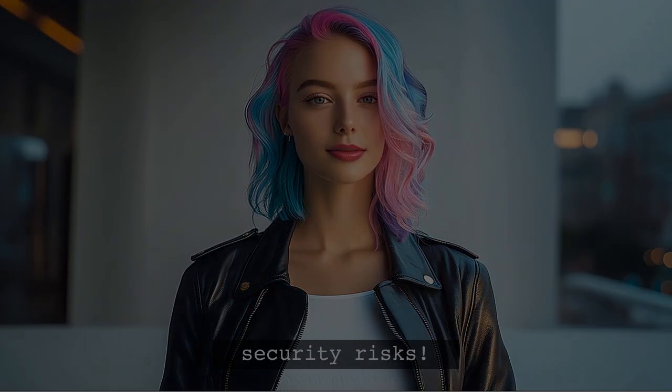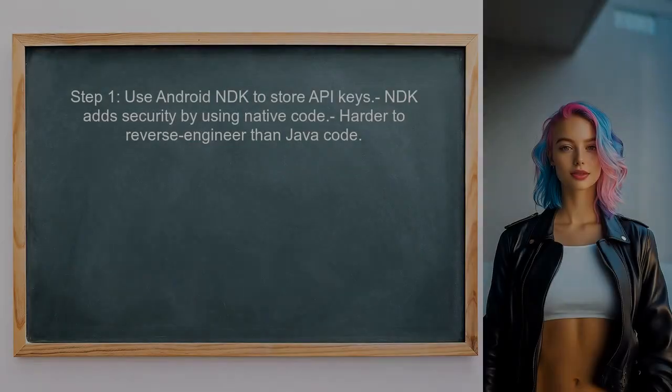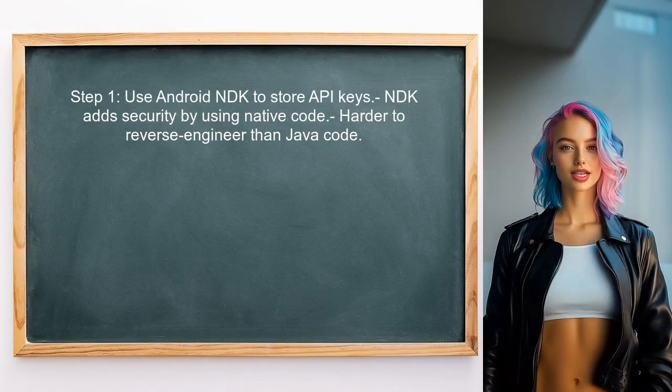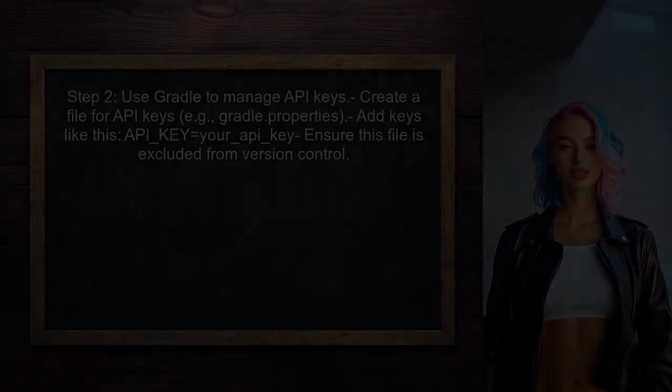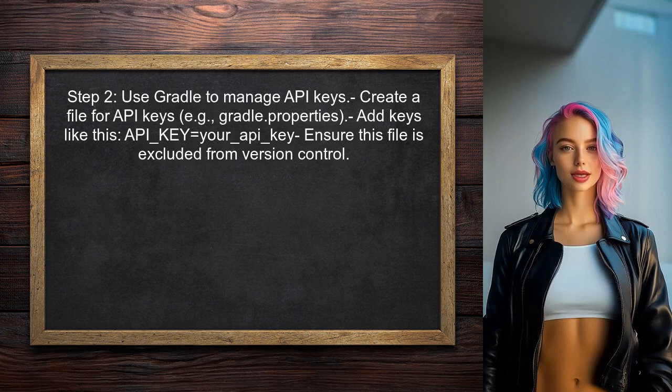To begin with, the user should consider using the Android Native Development Kit, or NDK, to store sensitive API keys. This method adds a layer of security by keeping the keys in native code, which is harder to reverse engineer. Next, the user can implement the Gradle build system to manage API keys.